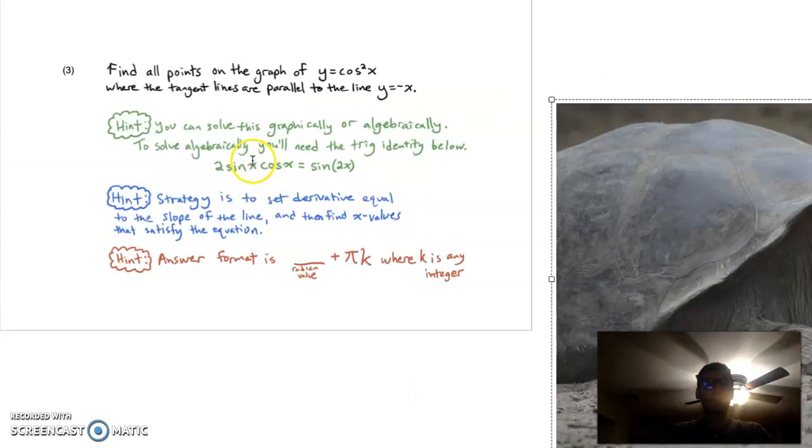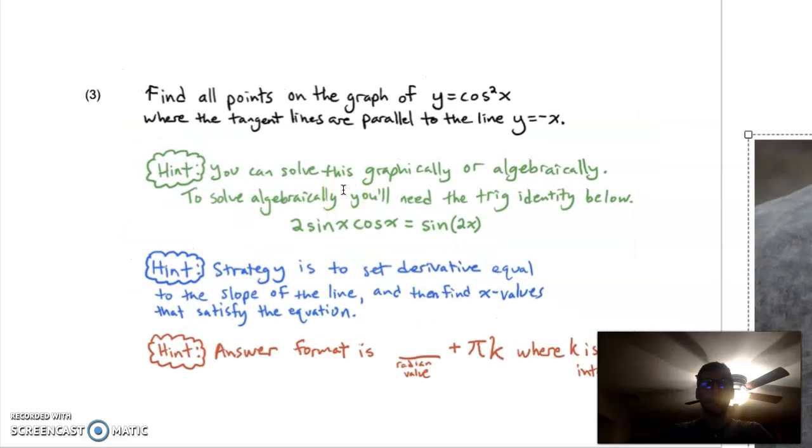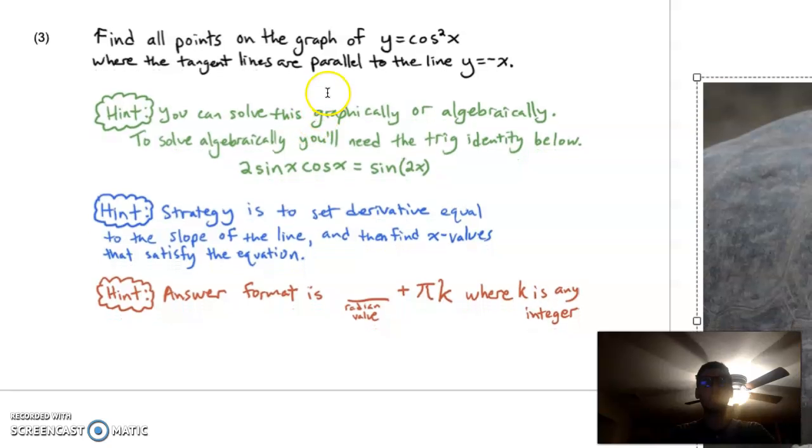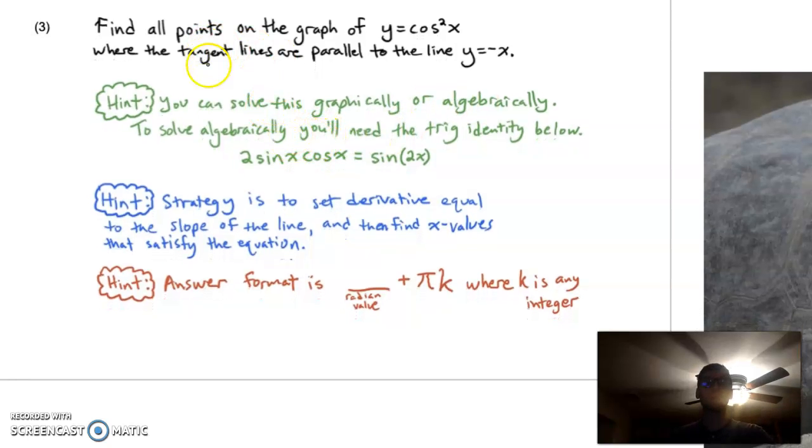So, find all the points of the graph of y equals cos squared of x where the tangent lines are parallel to the line y equals negative x. These hints were basically some things that I think were good reminders for myself. One, you could solve this graphically or algebraically, but as we saw with the one we did together in class, you'll need this trig identity to change from 2 trig functions being multiplied to a single trig function.